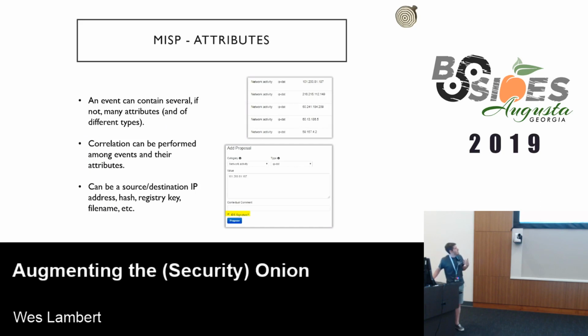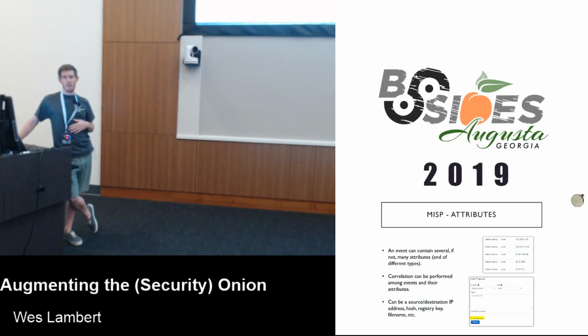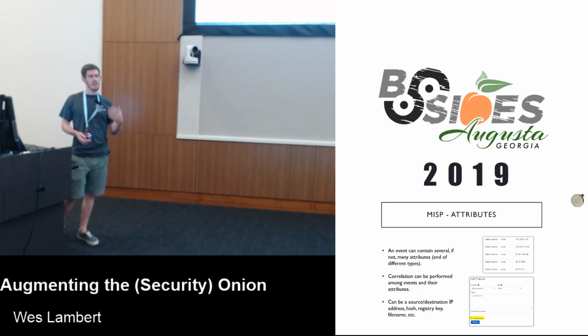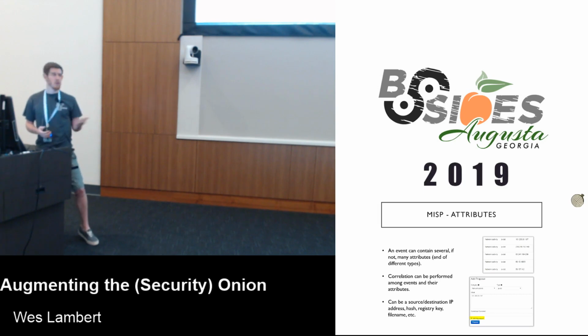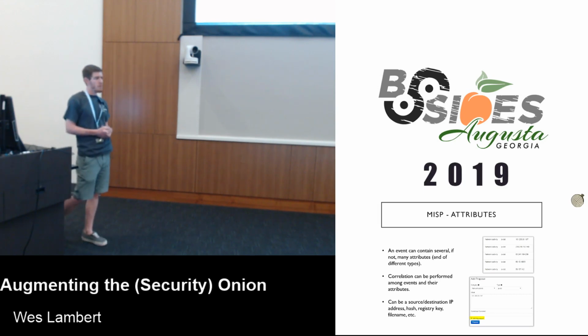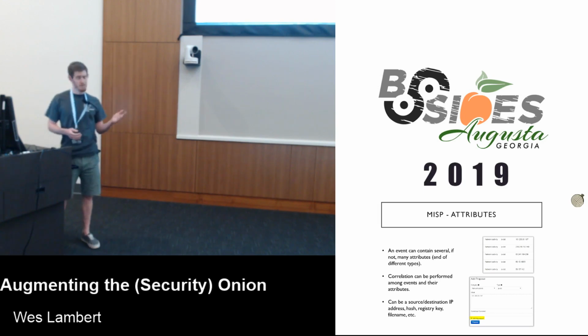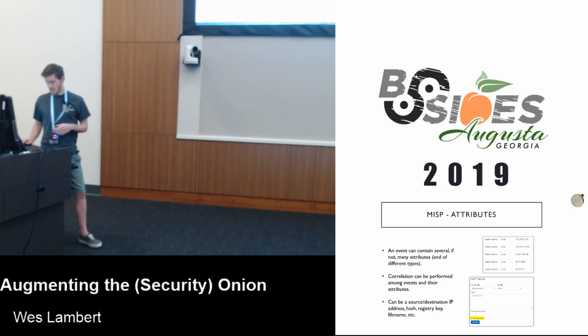Again, I spoke about attributes. An event can contain several, if not many, attributes. These types are going to include things like source and destination IPs, registry keys, file names, hashes, things of that nature. And like I said, you can add as many of these to an event as you want. You can tag these attributes with certain tags, like if it's relevant to C2, or maybe the Fallout exploit kit, or whatever you would like to do, cybercrime, any type of fraud, however you would like to do that.